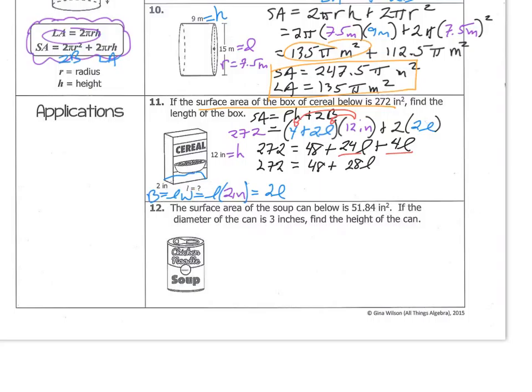Now what do I do? Very good. So now I subtract the 48. Notice I did not do that right away. So subtract the 48 from the 272. And what do you get? So I get 224 is equal to 28L. Now what do? Divide by 28. What does L equal? 8 what? Chicken livers? Inches.